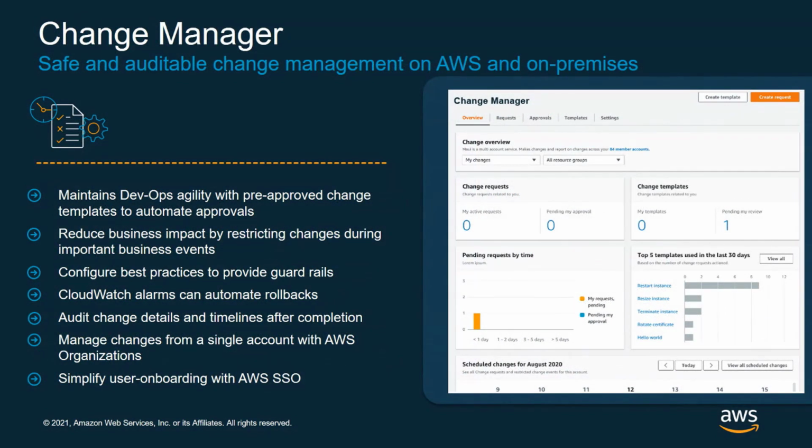So Change Manager is a way to essentially aggregate changes that are going to be taking place within your AWS environment. By using Change Manager, change requests, and change templates, you can maintain that DevOps agility with these pre-approved templates that are going to define the actions that are going to take place as part of these overall change requests. By using Change Manager, you can help reduce business impact by restricting changes so that they only take place outside of important events through the integration with Change Calendar.